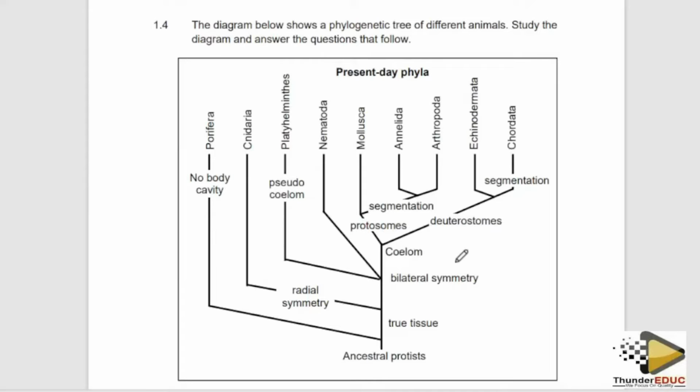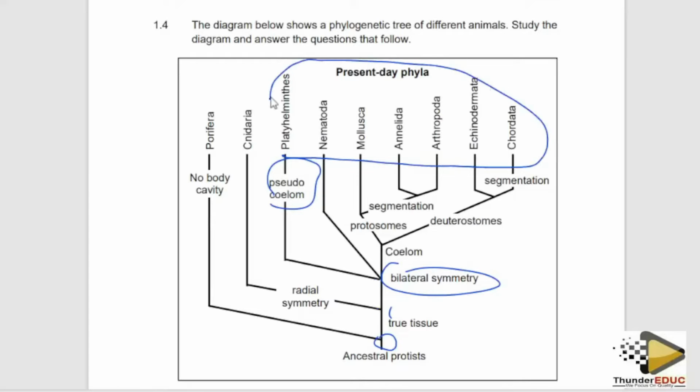You see? Pseudocoelomate, false coelom. The common ancestor. Radial symmetry. It means this one has a radial symmetry. This one, tissue, bilateral symmetry. All these ones up, they have bilateral symmetry, meaning that Platyhelminthes, Nematodes, Mollusca, Annelida, Arthropoda, Echinodermata, and then Chordata. All these things, they have a meaning. Yes. Don't just say Cnidaria, Porifera. They have a meaning.